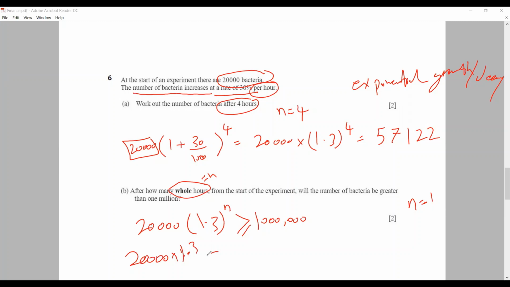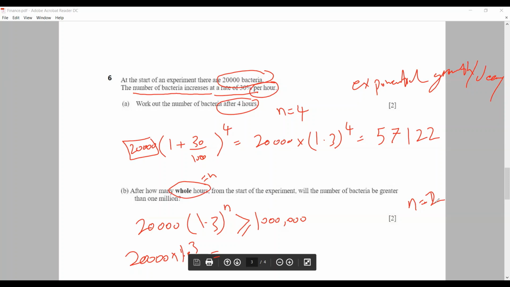So for now, 20,000 times 1.3, so that's 1 hour. So you press the equal button on your calculator, that is 26,000, right? So that is 1, and then you multiply it by 1.3 again, you press the equal button, that is 2, and then after that you keep pressing the equal button, and you also count and see the screen if we reach 1 million or not.